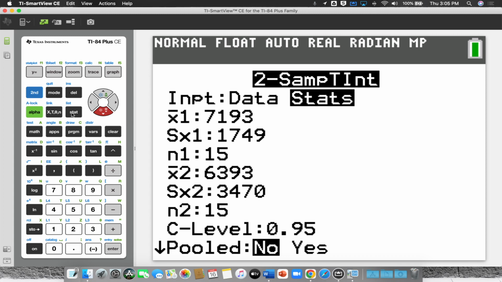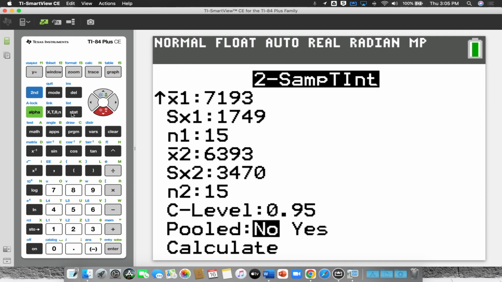Pooled? Nope. Remember, the only time we pool is for proportion tests, 2 sample proportion tests. It'll always ask you this question too, and most of the time you're going to say no. We only do it for 2 proportion tests, the notes we did on Tuesday and Wednesday.